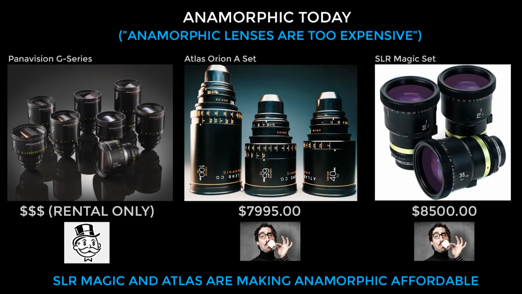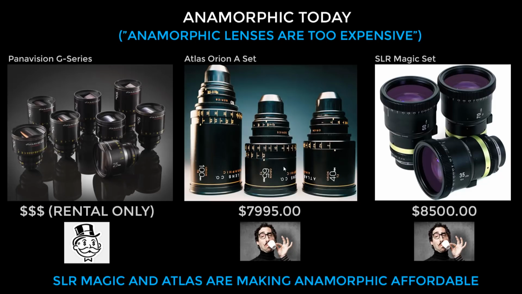Anamorphic today is really expensive. You can see the Panavision G series, very expensive. Panavision, I believe, just rents out their stuff. You very rarely can actually buy a Panavision lens, and for good reason, because they wear and tear, and Panavision has a name to uphold. They are the industry standard, and they fix the lenses. This is really precise glass, so a lot of money.